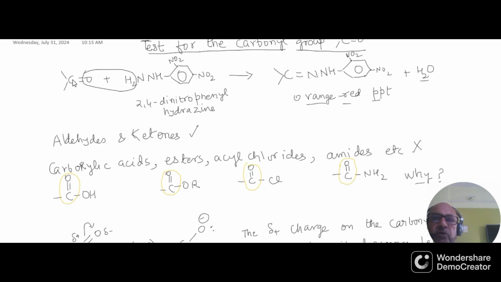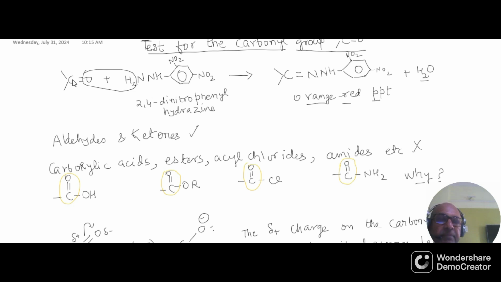Now you are told that this is the test for the carbonyl group, that is the test for the aldehydes and ketones. That means if you want to confirm whether your given compound contains the carbonyl group, you perform this test, and if you get an orange red precipitate, it confirms that the compound contains the carbonyl group and it can be either an aldehyde or a ketone.